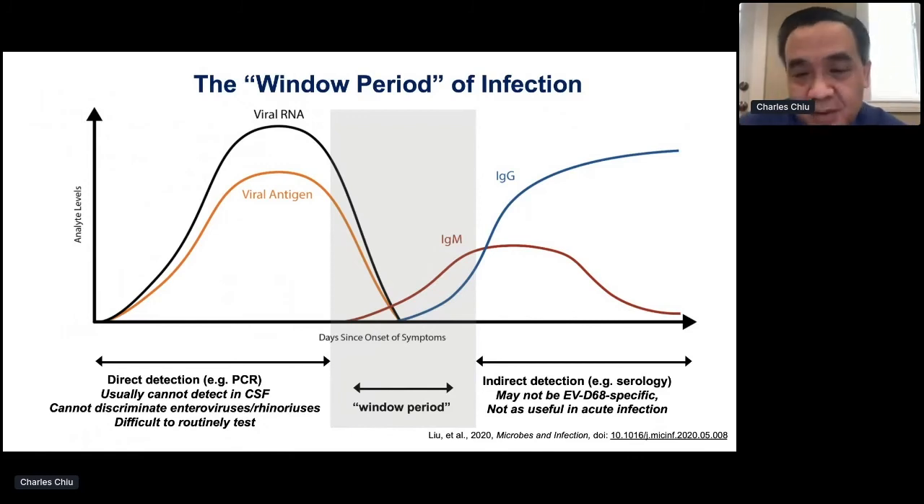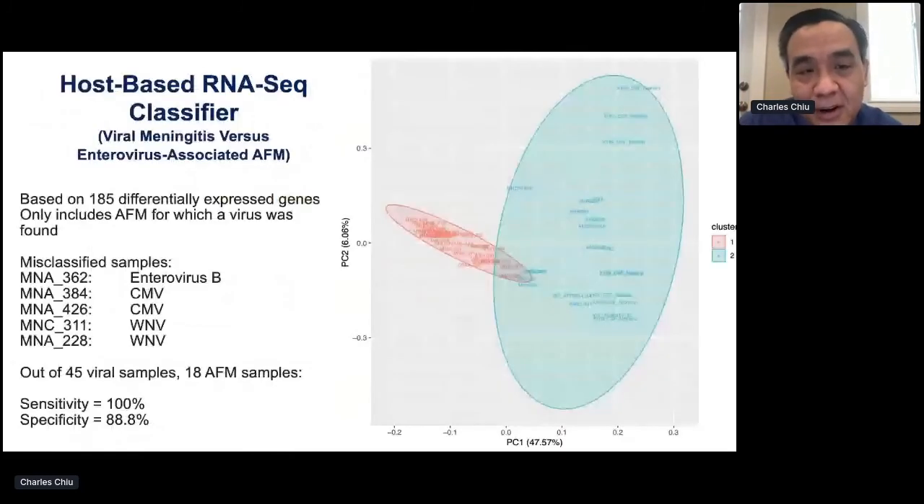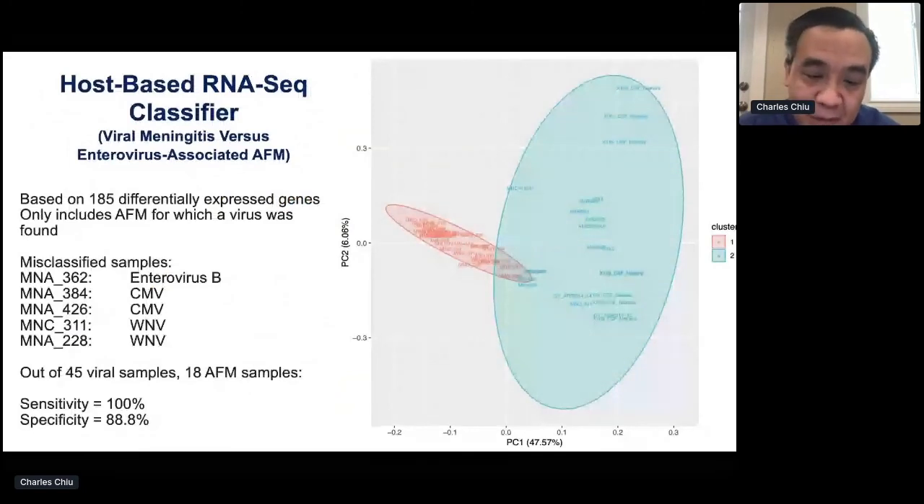One of our attempts here is to develop what we call a host-based RNA sequencing classifier. The idea is that we could sequence RNA extracted from spinal fluid from affected patients, and by looking at the host response, we can determine whether someone was infected by, say, a viral meningitis or with enterovirus-associated acute flaccid myelitis. We developed a model with pretty good performance, about 89% specificity and 100% sensitivity in identifying patients who have enterovirus-associated AFM.